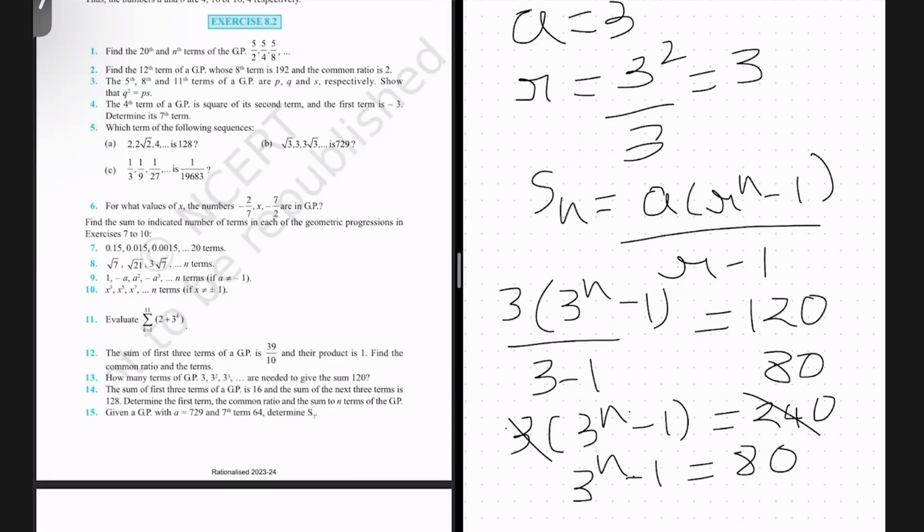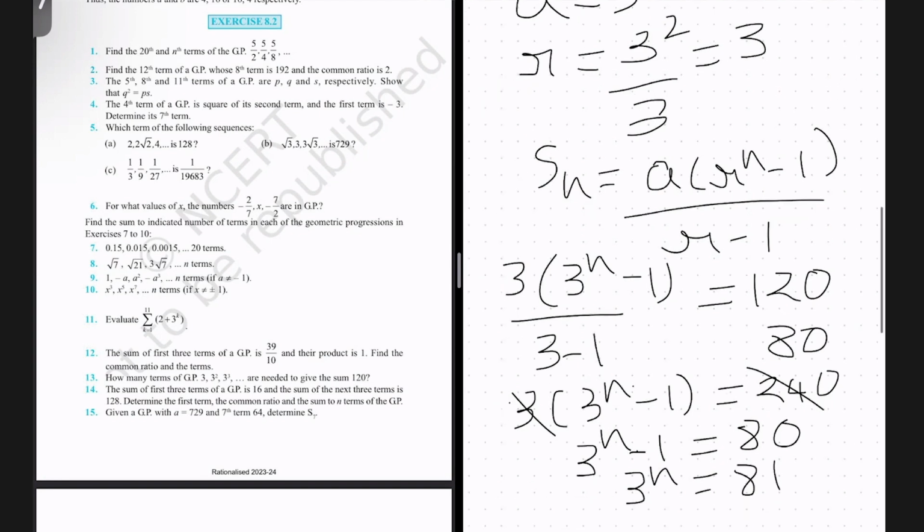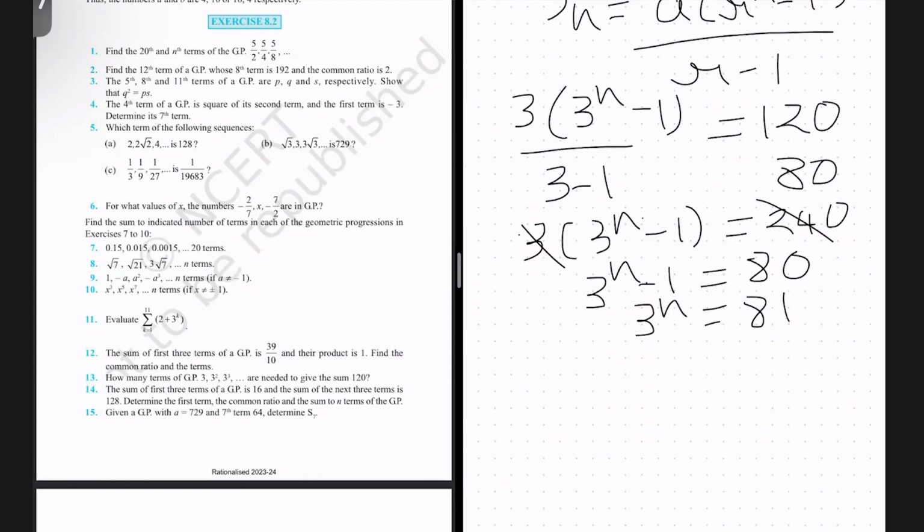Adding 1 on both sides, you have 3 raised to the power n equals 81. When you solve for n, the final answer is 3 raised to the power n equals 3 raised to the power 4, because 81 is nothing but 9 squared, and 9 is nothing but 3 squared. So 2 into 2 gives us 4. So 81 can be expressed as 3 raised to the power 4. As both these bases are the same, I can compare the powers now. So n is going to be 4.